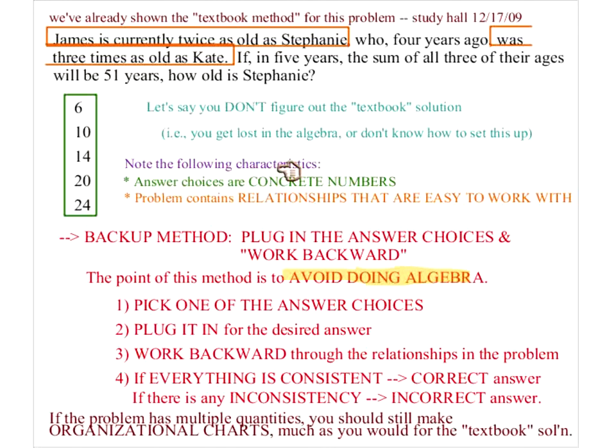But notice the characteristics of the problem. This is a takeaway. This is generally what problems look like where you can do this sort of thing. You have answer choices that are concrete numbers, and the problem contains relationships that you can work with. The relationships might be stated explicitly like they are here, or they might be implicit in the information they're giving you in the problem. Like if the problem contains a special geometrical figure, for instance, then you'll have to know the relationship without being told.